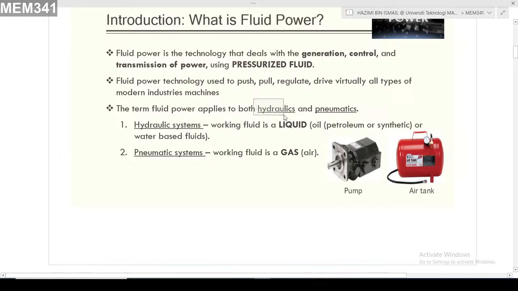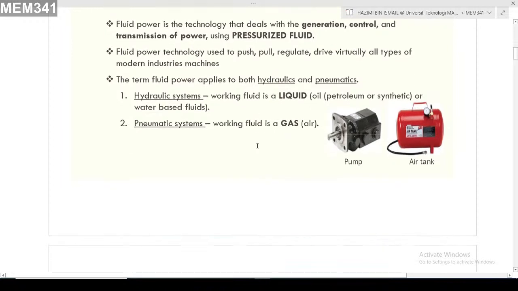This is simple. Hydraulics uses liquid. Pneumatics uses gas. So both liquid and gas are elements of the fluid itself. Fluids contain liquid or gas. Both of them are fluids, we call fluid.